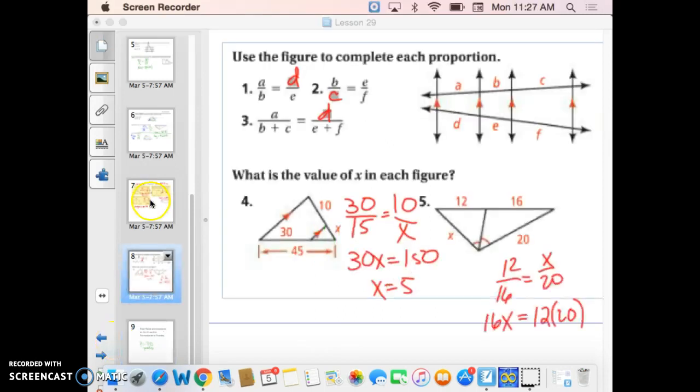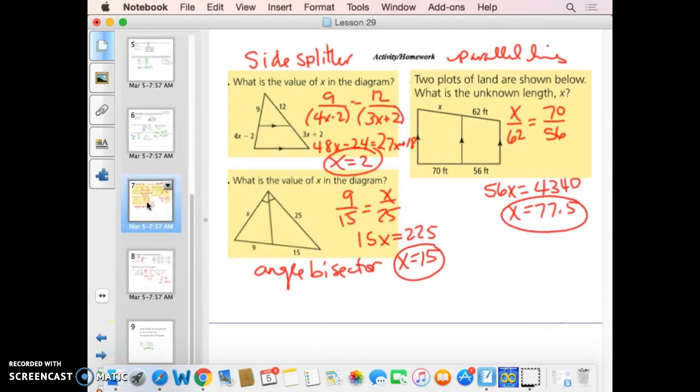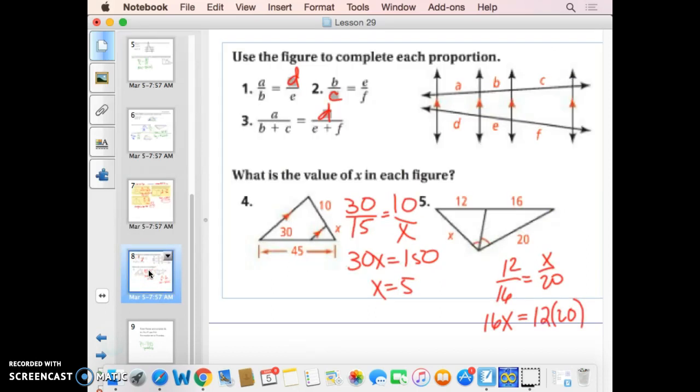All right, so these are the answers that you should have gotten for the first 3 problems. Again, the first one was using side splitter, then parallel lines, and then the angle bisector theorem. And then here are the answers to the second half.